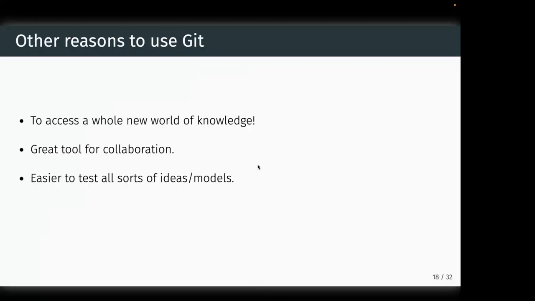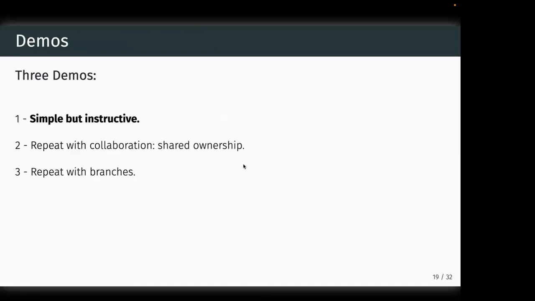Okay. Other reasons to use Git and GitHub are that it's a great way to access a whole new world of knowledge. It's a great tool for collaboration, and it's easier to test all sorts of ideas and models without losing your original work. It's very hard, as I said, to overwrite things without knowing what you did.